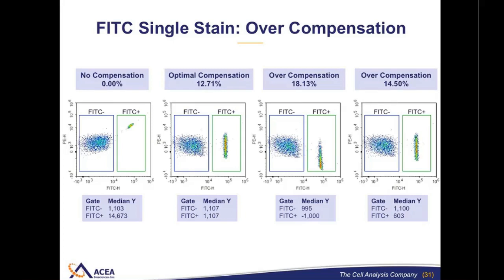This slide shows some similar data, but for overcompensation. Again, the first panel is no compensation, the second panel is the optimal, and the data in the third panel is very easily identified as being overcompensated. It looks horrible, while the data in the fourth panel doesn't look too bad visually. However, when we actually look at the median values, you can see that it's not optimal. Improper compensation can introduce unwanted error into your data analysis. So I would urge you not to eyeball it or estimate it, and to take the time to make sure your compensation matrix is accurate before you apply it to your experimental samples.